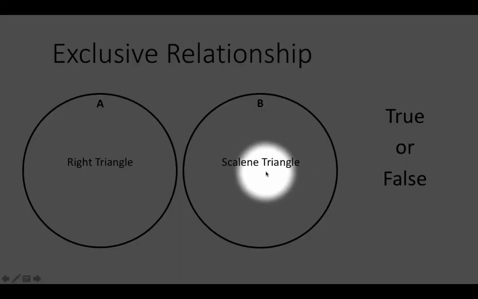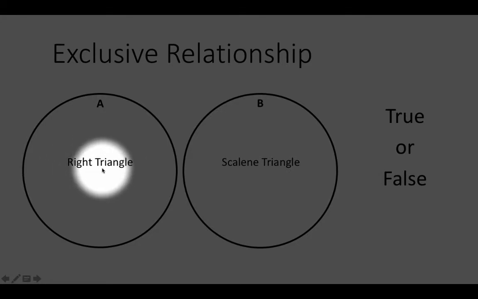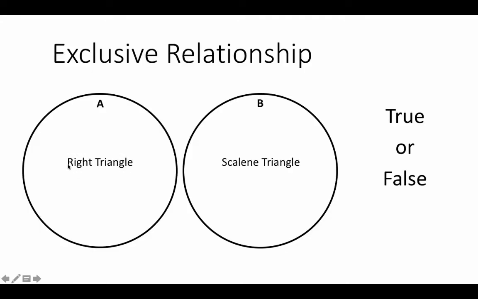Remember that a scalene triangle has no congruent sides and no congruent angles. So yes, it is possible for a right triangle to have no congruent sides or no congruent angles. A right triangle can be scalene, so this is not an exclusive relationship.